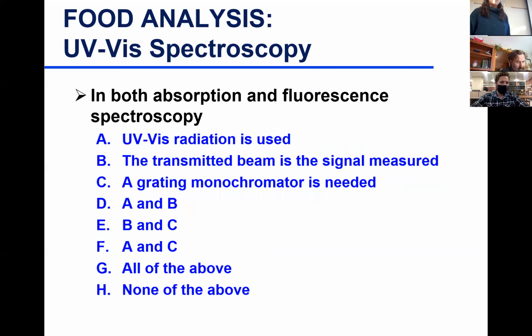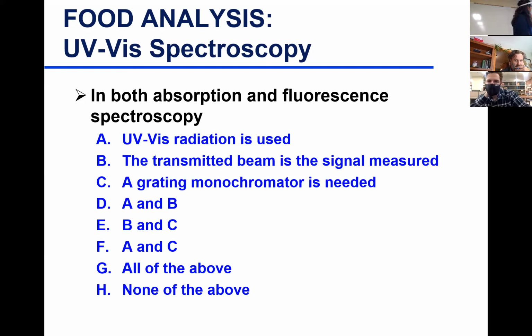All right. In both absorption and fluorescence spectroscopy, UV-Vis radiation is used. The transmitted beam is the signal measured. A grating monochromator is needed. Who's going to be brave answering this? Nobody's going to give it a shot? Okay, so I'm seeing G, E.